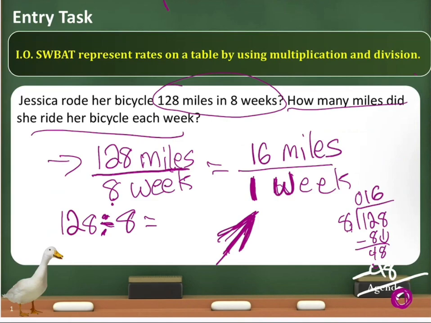So I want to take a look at our I.O. And our I.O. today was students will be able to represent rates on a table by using multiplication and division. So rates, right? Those are ratios that are comparing two different units of measurement. A table, well, we've seen that before. It looks like this and it has information on it, showing equivalent ratios. We talked about that when we were doing ratios on a table. Now we're going to do rates on a table, so we're going to represent rates on a table by using multiplication and division.